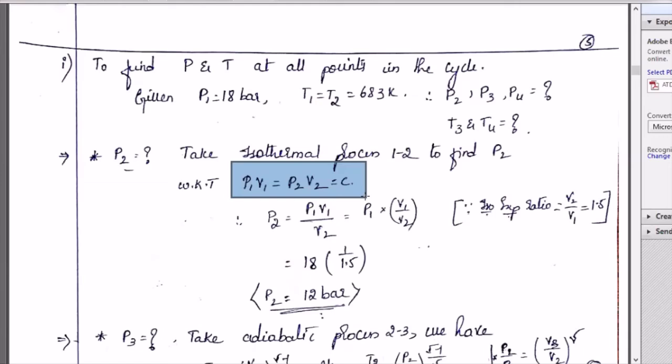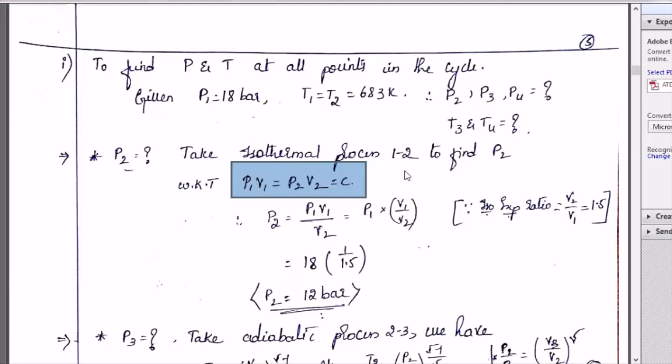Very important: in isothermal, temperature is constant. So for the full equation, PV is equal to MRT, MR is a constant, and as this process is isothermal, T is a constant. So the complete MRT becomes constant, replaced by C. Therefore, the equation becomes PV is equal to constant. So, as the process is 1 to 2, I write P1 V1 is equal to P2 V2 is equal to constant.